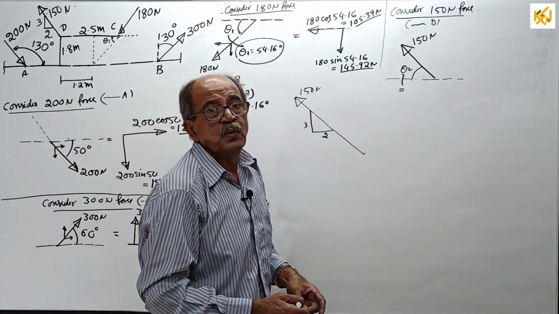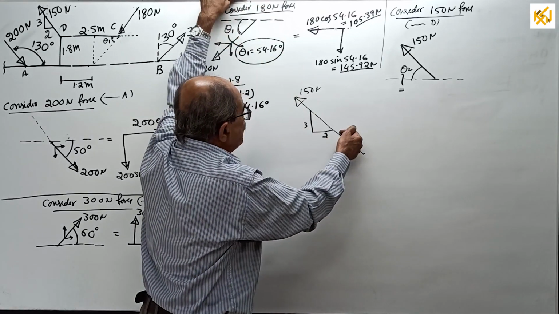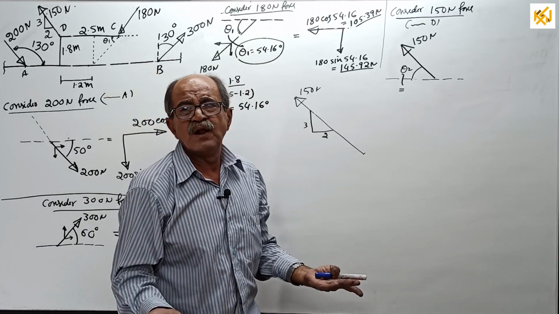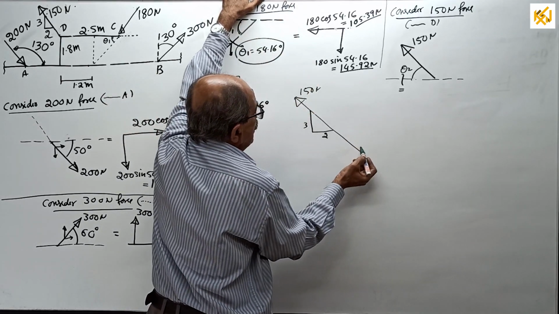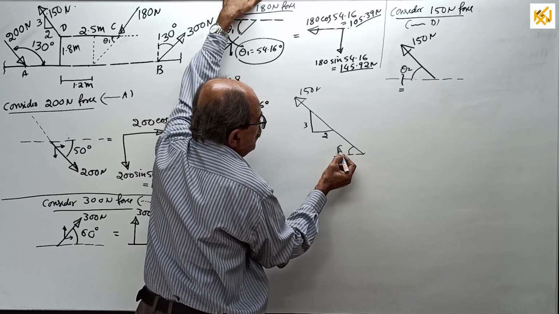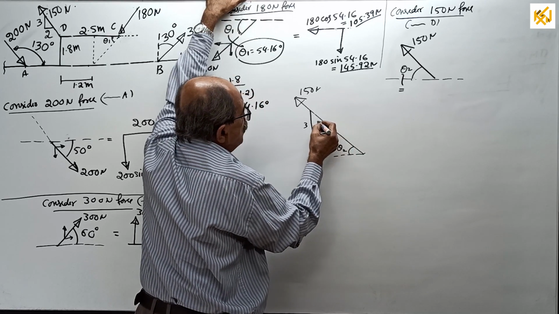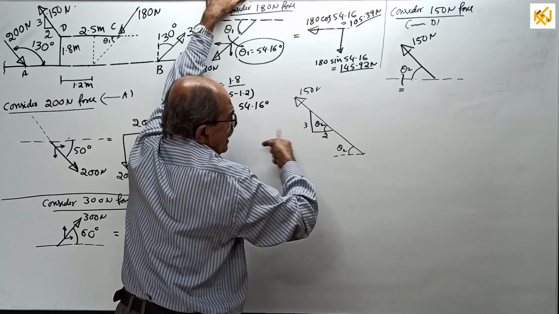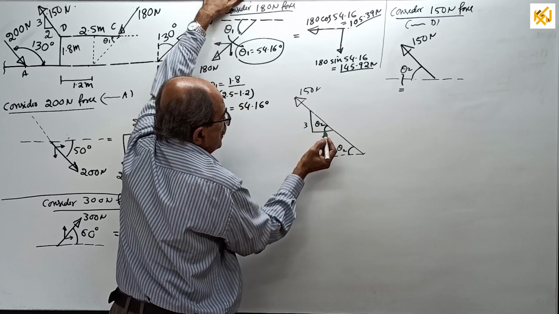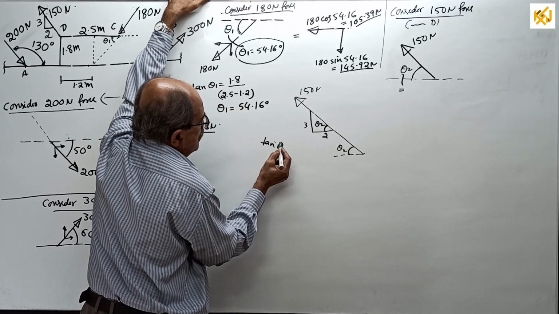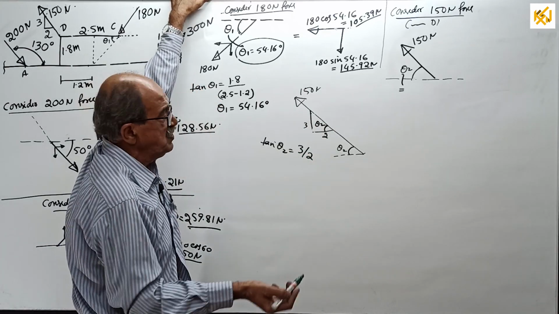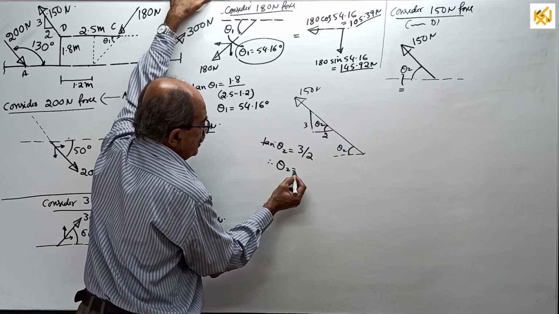That means they are giving the slope. Horizontally, if you go 2 units, vertically you have to go by 3 units. Any unit, millimeter or meter, anything will do. Now, which angle do we want? We want the angle made by the force with the x. This is our theta 2. If that is theta 2, this also is theta 2. Why? Two parallel lines. So tan theta 2 equals 3 divided by 2. The majority can understand this very easily. Therefore, you get the value of theta 2.